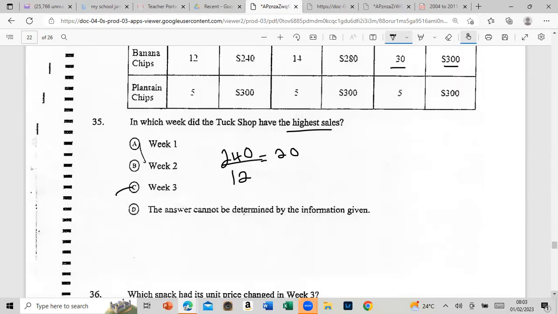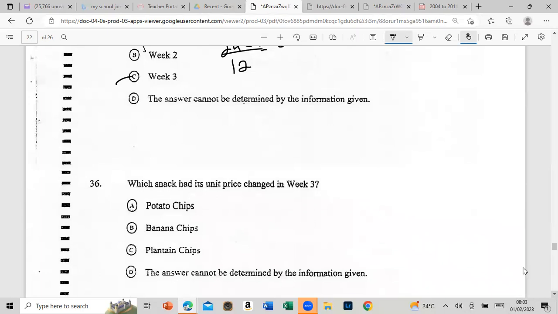Which one for banana chips is there? Oh, banana chips are big. Look at it, I chose the right one. Alright, so in week 3 it was sold for $10.